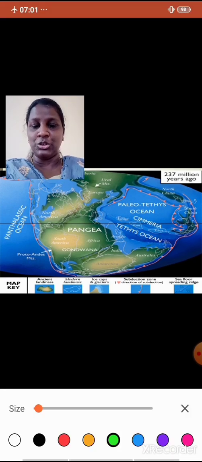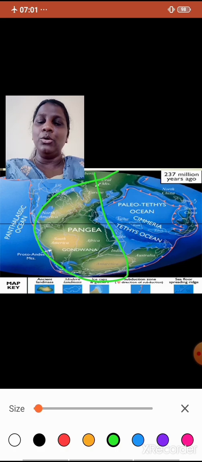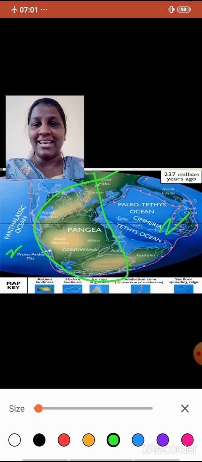Students, just have a look at this map. It is not of present time, right? It is 237 million years ago. Here you can see two parts, the greenish one and the bluish one. The greenish part is Pangaea. And what about the bluish part, the remaining one? It is Panthalassa.